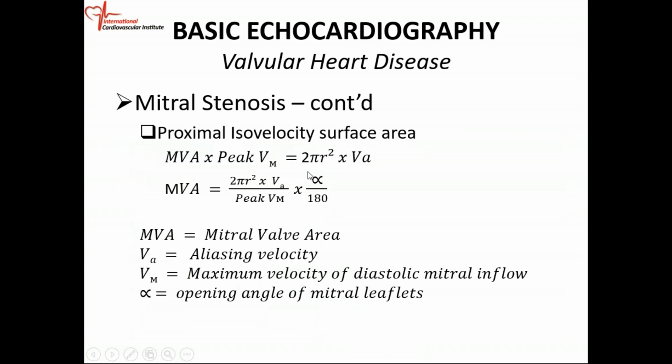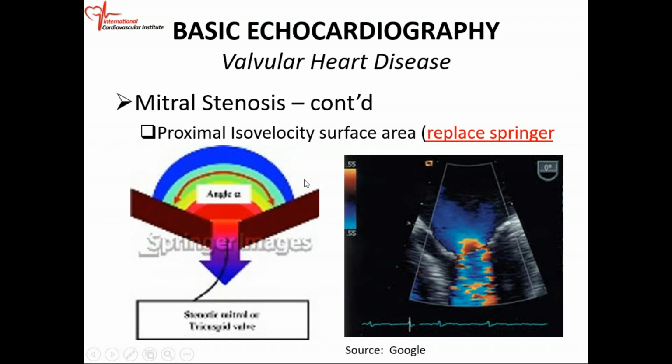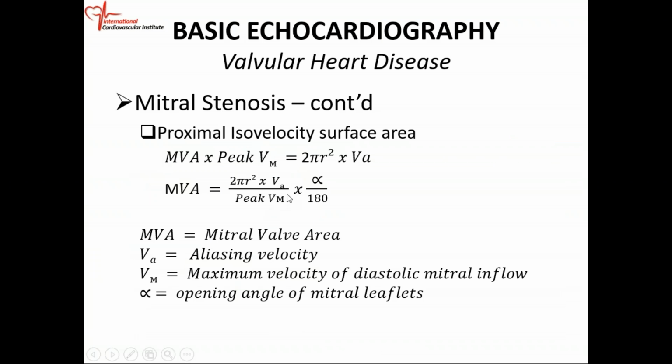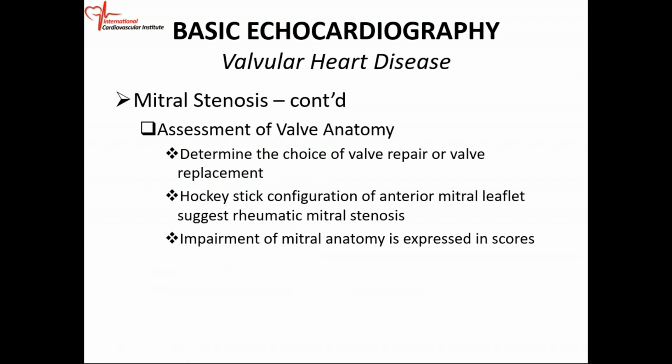So that is why we have this correction factor, which is alpha over 180. If it was flat, then alpha would be 180. So 180 over 180 would be 1. So the correction factor would be 1. But if it's not flat, as in this case, then you have to find out what this angle is, which we call the opening angle. And then you put the opening angle and you get your value. All right.